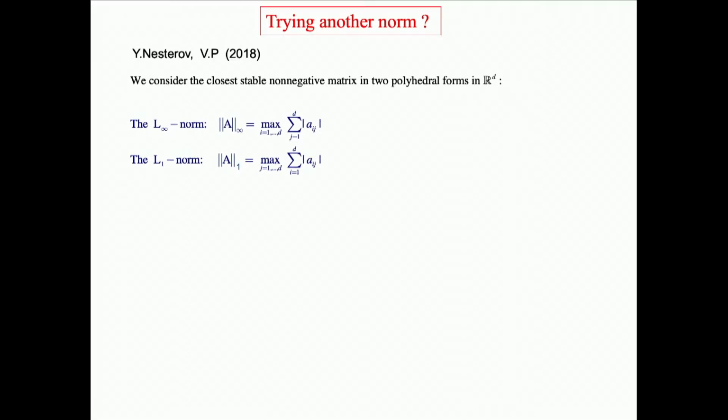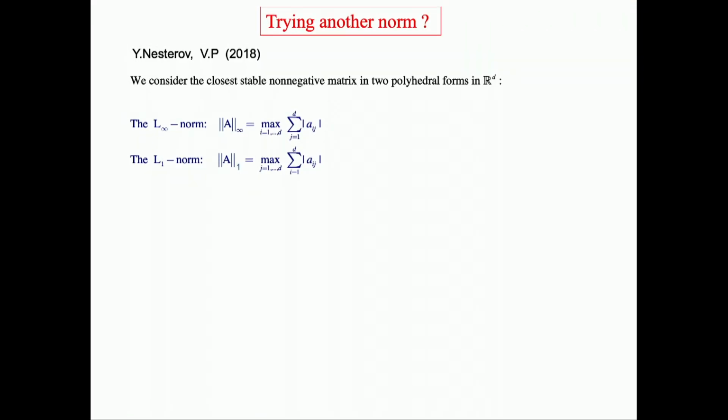What can come out of this situation? We can try another norm. Of course, another norm would not be that important for applications. Of course, everything should be done in the Frobenius norm. But if we see that in the Frobenius norm the problem is hard, let's try another norm, and this is our joint work with Yuri.